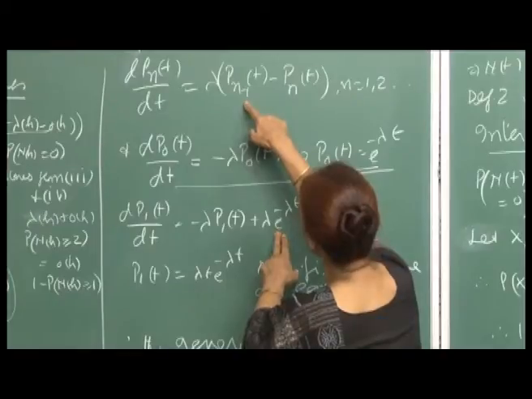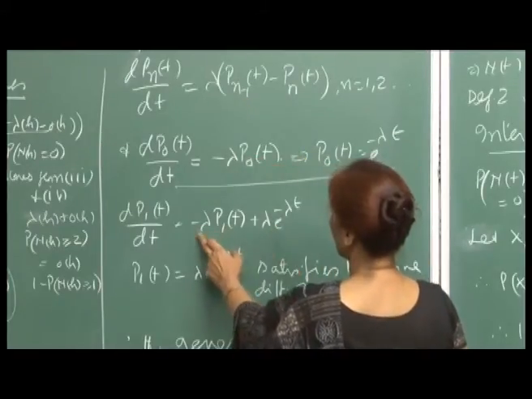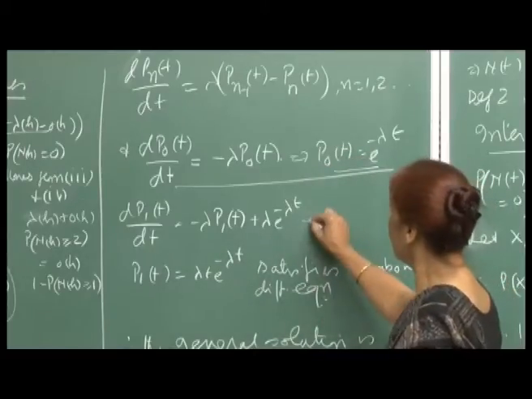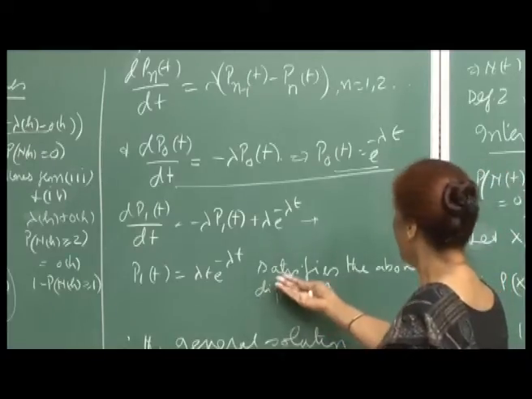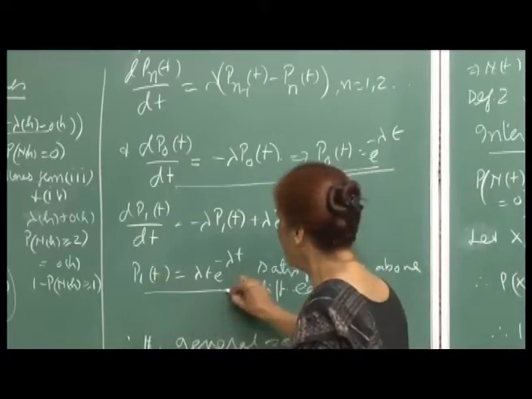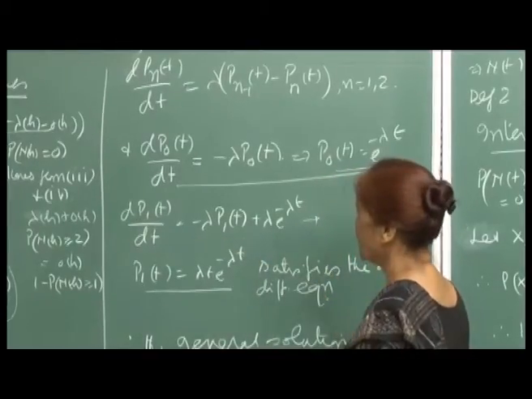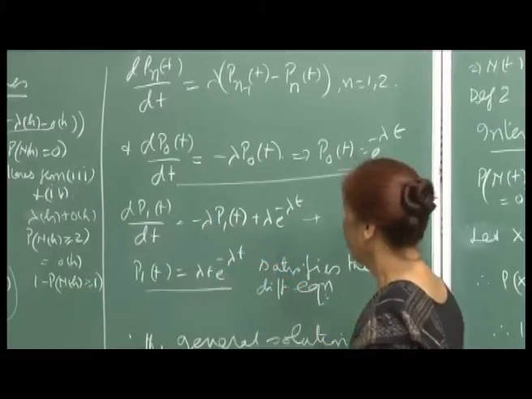See, when n is 1, this is p 0 t, which is e raised to minus lambda t. So, therefore, this is it, right. Now, of course, there are methods to solve these differential equations, not difficult, but what we are saying is that if you just try p 1 t equal to lambda t e raised to minus lambda t, it will satisfy this equation, right. Just differentiate and substitute here, the two sides will be equal.